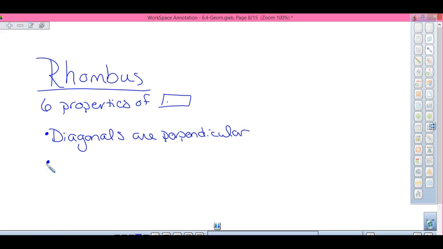And what else? What does the diagonals do? You got to know what these things do. So a lot about diagonals today. The diagonals are perpendicular and the diagonals bisect opposite angles. You're going to have to know all of these properties.